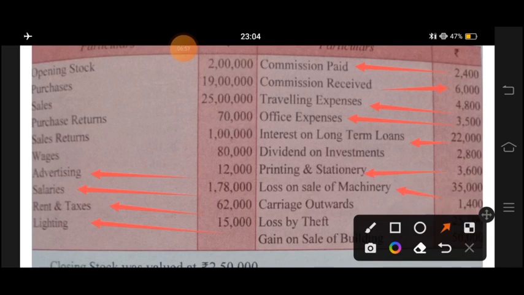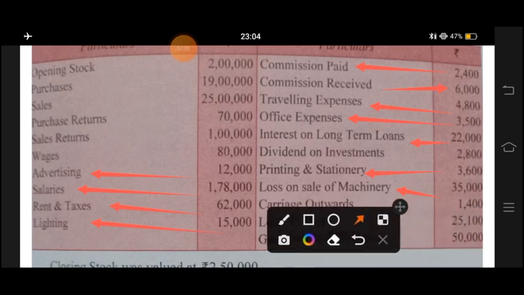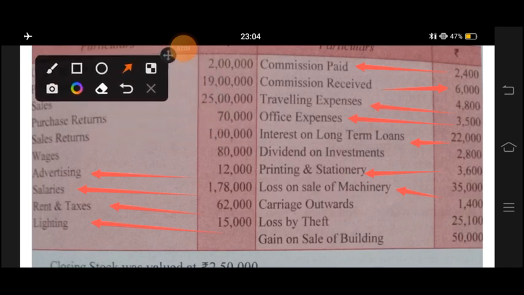Some kind of indirect loss will also be debited in the profit and loss account. And if there is any expense related to the sale, it will also be mentioned, that is carriage outward amounting 1400. And later on, if there is any loss in the organization due to the operation, that is also a debit part of that particular organization for that particular period of time.